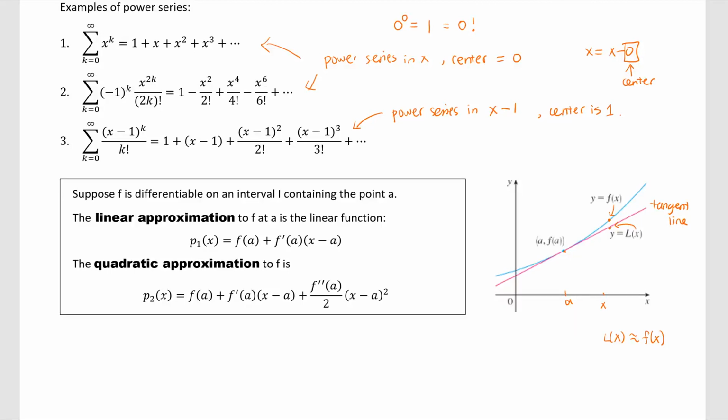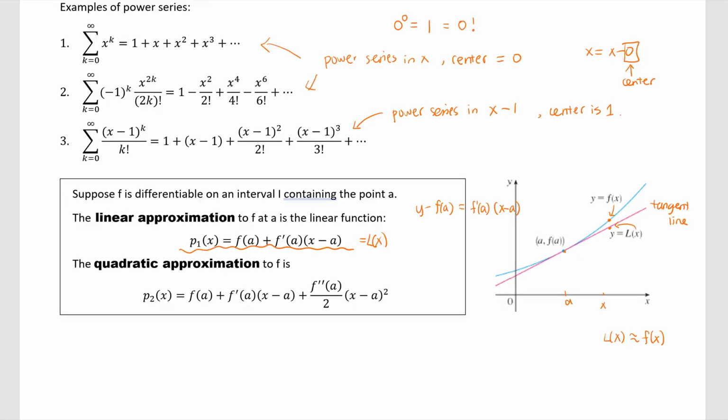So that's why in point slope form, we have y minus f of a, the y coordinate of that point, equals the slope, the derivative at a, times x minus a. Then you add f of a to both sides, so you get the tangent line equation. Okay, so this is a tangent line equation. It's also the linear approximation.